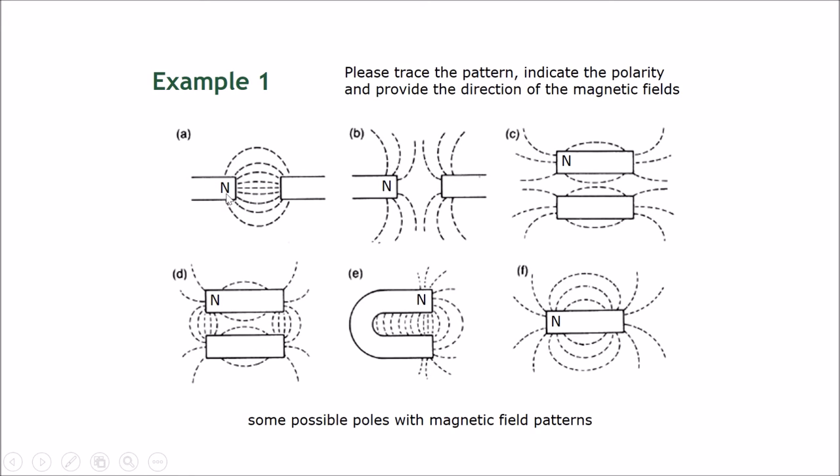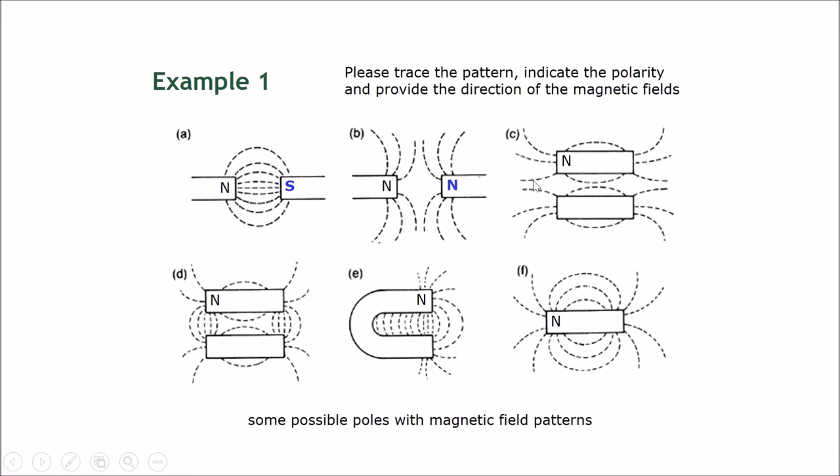So the first one, these are lines that indicate attraction, which means this one should be a south pole. So over here, for B, you can see that this north line, what's coming out seems to be avoiding. So, if they are avoiding each other, it means that this north pole has encountered a like pole, therefore this one should be a north pole.